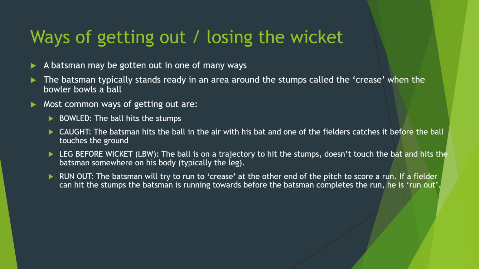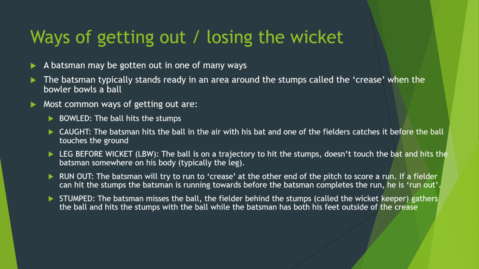The next one is run out. The batsman will try to run to the crease at the other end of the pitch to score a run. And if the fielder can hit the stumps the batsman is running towards, then the batsman is run out if the stumps are broken before the batsman reaches the other end. We'll understand this a little bit more in the next slide when we talk about how runs are scored.